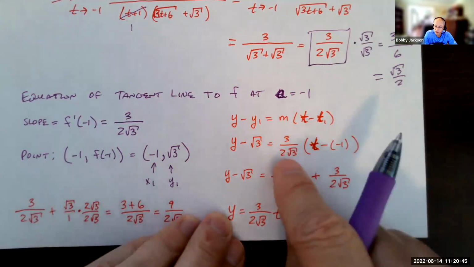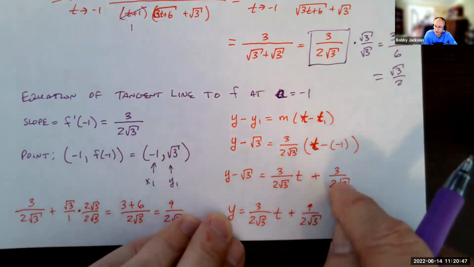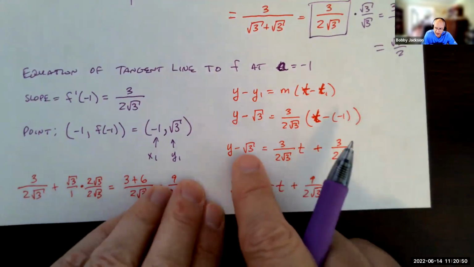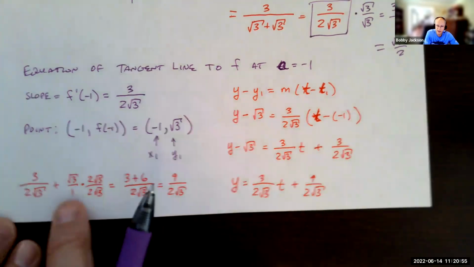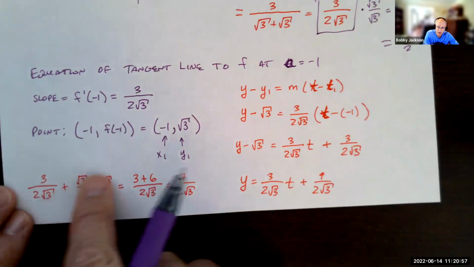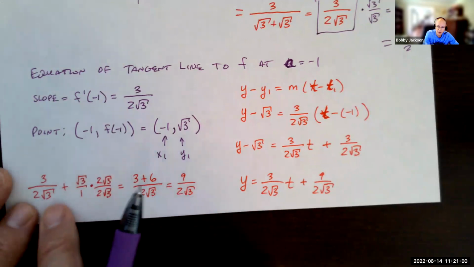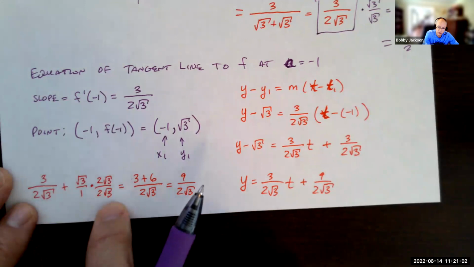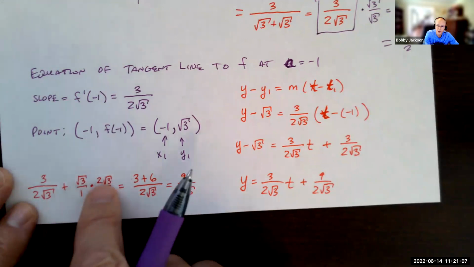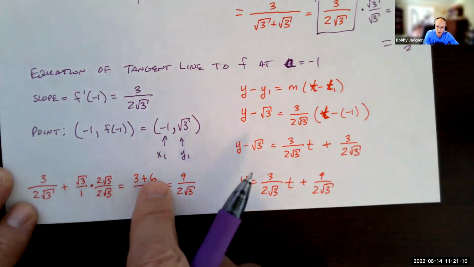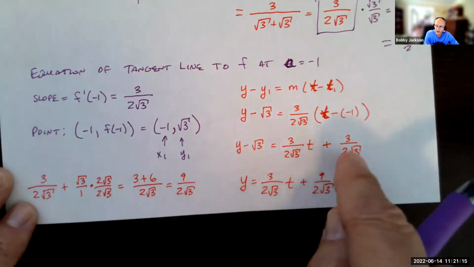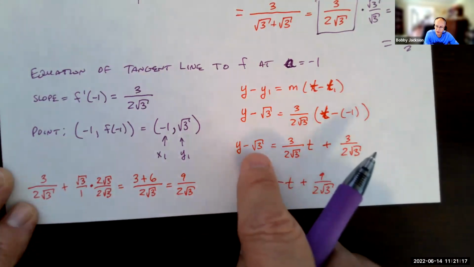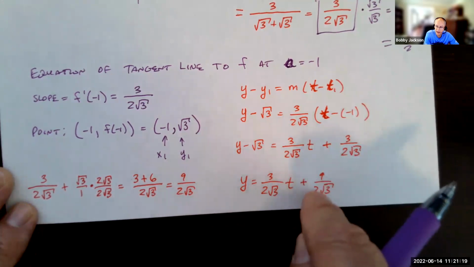Distribute this 3 over 2 square root of 3, and I get this plus this. And then I need to add the square root of 3 to both sides. So if I take this expression and add the square root of 3, I did that over here, 3 over 2 square root of 3 plus the square root of 3, get a common denominator, which is 2 square root of 3. And square root of 3 times square root of 3 is 3 times 2 gives me 6 up top there. So 3 plus 6 is 9 over 2 square root of 3. So if I take that expression and add the square root of 3 to both sides, solve for y, I get that expression.